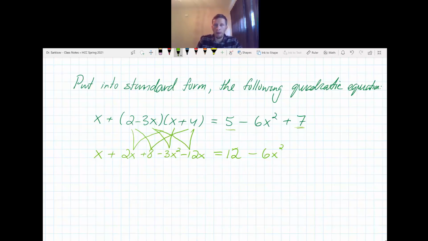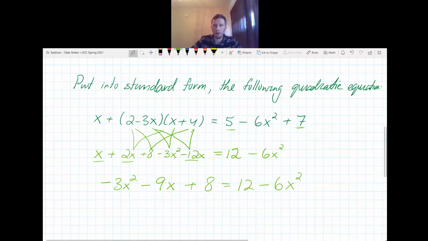Now, we combine like terms on the left side. How many x squares do I have? I have negative 3 of them. Negative 3x squared, that's all. I have just one of those. Then I have how many x's? x plus 2x is 3x minus 12x. If I put those terms together, I get minus 9x, right? 3x minus 12x, minus 9x. And then plus an 8, I have it there, right? Plus an 8, that's all I have, is equal to 12 minus 6x squared.